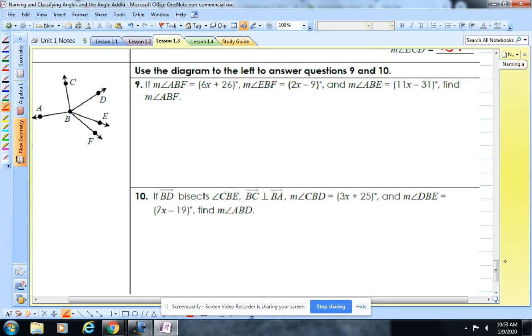So number 9, ABF, which is this obtuse angle right here, is 6x plus 26. EBF, which is this little bitty tiny angle, is 2x minus 9. And ABE, which is the whole thing, right, is 11x minus 31. So how do we set that up?